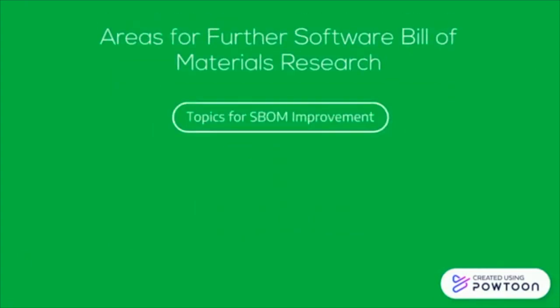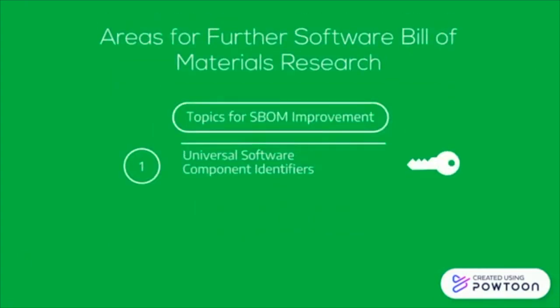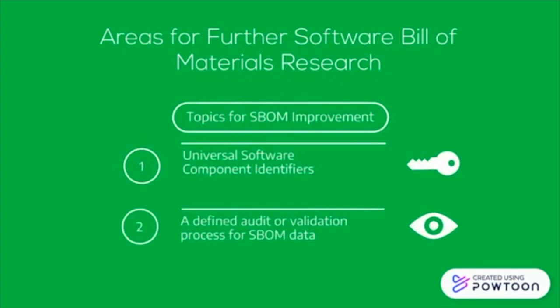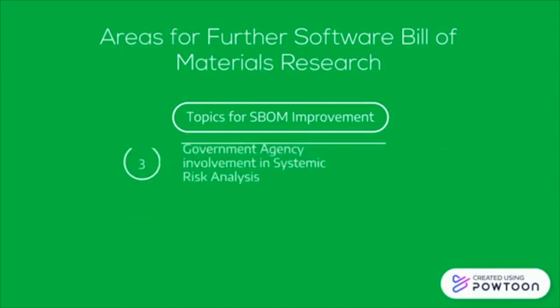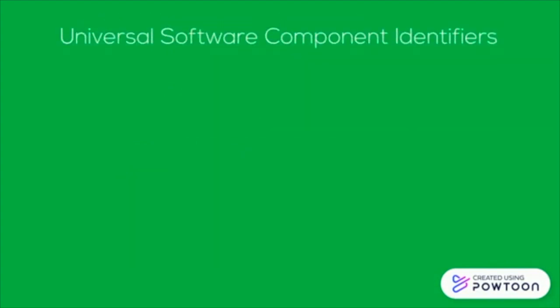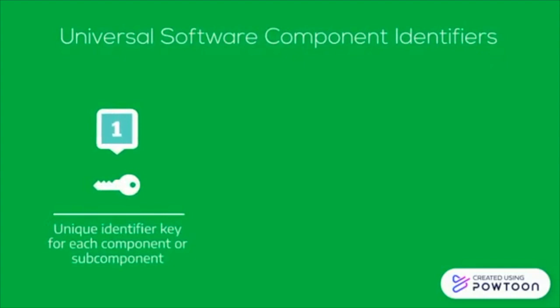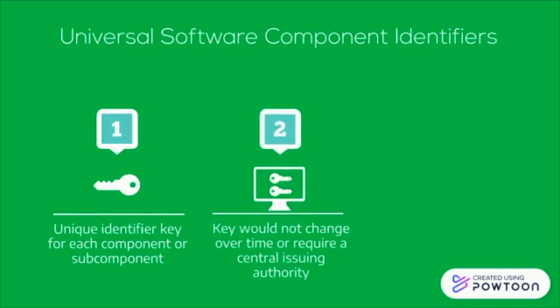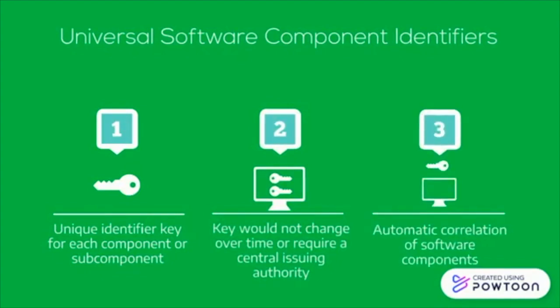Areas for further research include universal software component identifiers, a defined audit or validation process for software bill of materials data, and government agency involvement in systemic risk analysis. Universal software component identifiers would be used as a unique identifier key for each software component or subcomponent. This key would not change over time or require a central issuing authority.